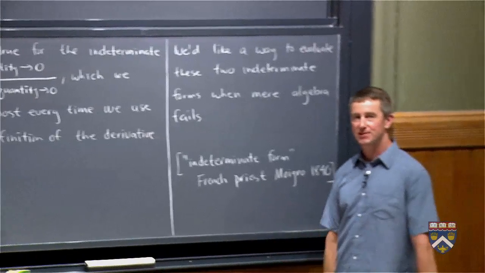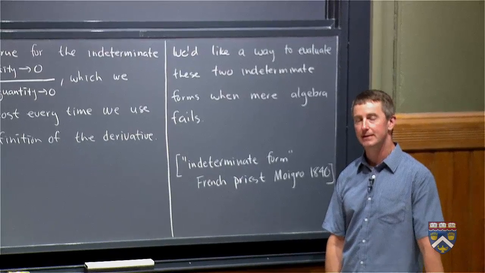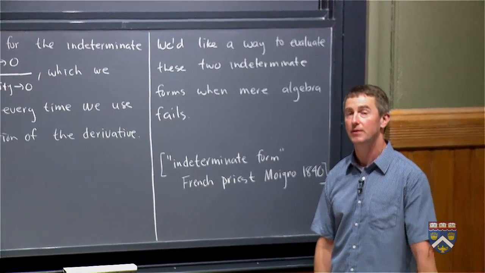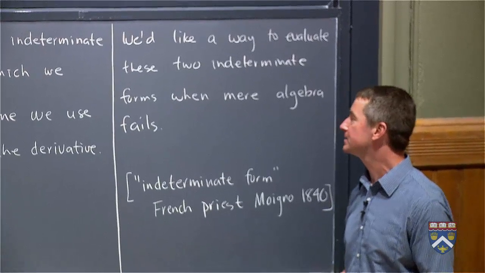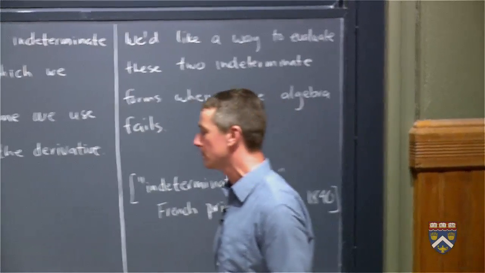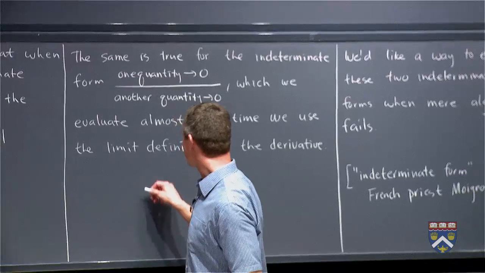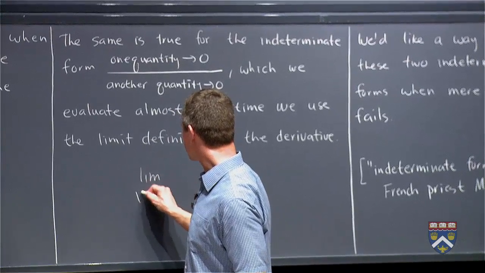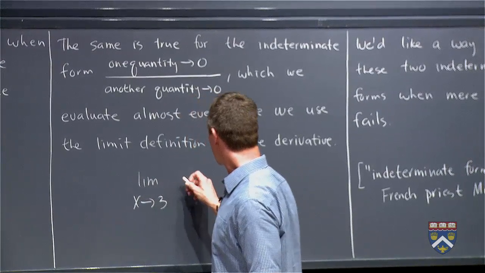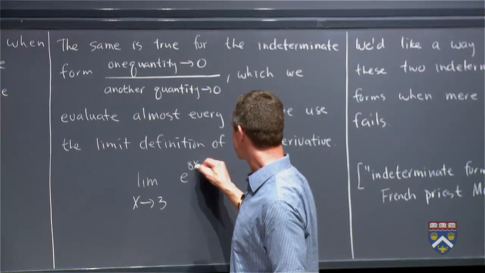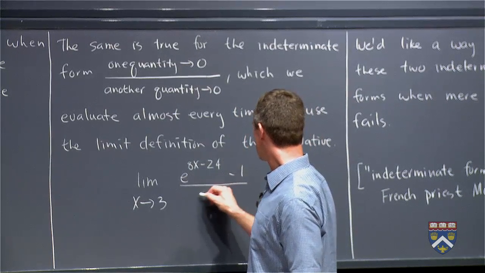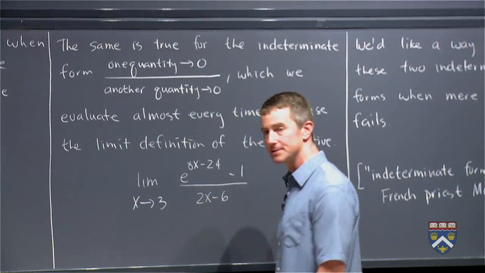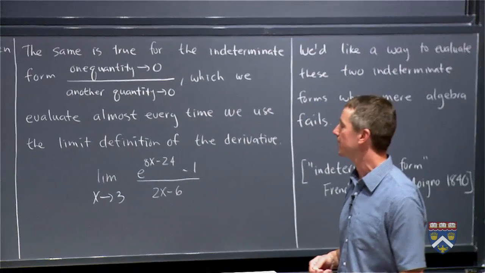The examples that we did in week 2, I made them up with some easy algebra solutions, and we didn't need to use anything fancy at all to evaluate those limits when we had infinity over infinity. But in many cases, we do. So for example, if we have something like the limit as x goes to 3 of e to the 8x minus 24, minus 1, over 2x minus 6. This is the one that you're going to explore in an applet in a minute.